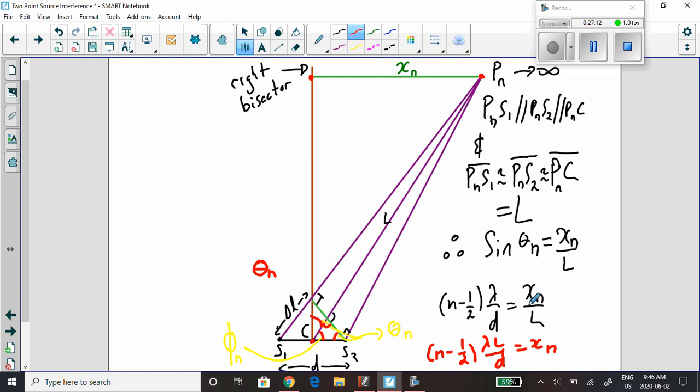So what have I done here? Now I can tell anyone how far away from the right bisector is any point on any nodal line. All I need to know is which nodal line are you interested in? Plug in the number. What's the wavelength of the two waves that are interfering with each other? Plug that in. How far away is Pn from the middle point between the two sources? And how far apart are the two sources from each other? And I have an equation to tell you how far this nodal point is.